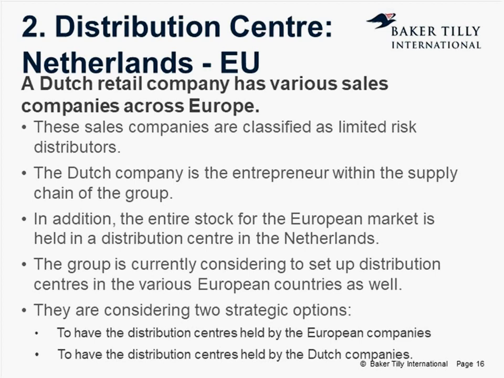There is a clear impact of the proposed changes that we discussed before. Currently, you see that it's possible to set up the distribution centers held by the Dutch company without creating a foreign PE. This is because the distribution centers are only used for storage and delivery of goods, and it can be argued that the specific activity exemption would apply since it's a limited activity only. Then you can argue that there is no PE in the foreign country.